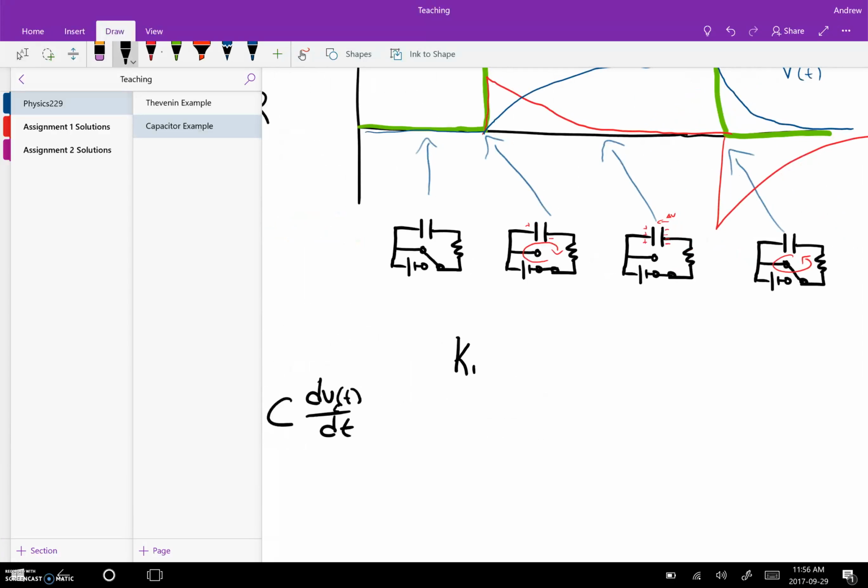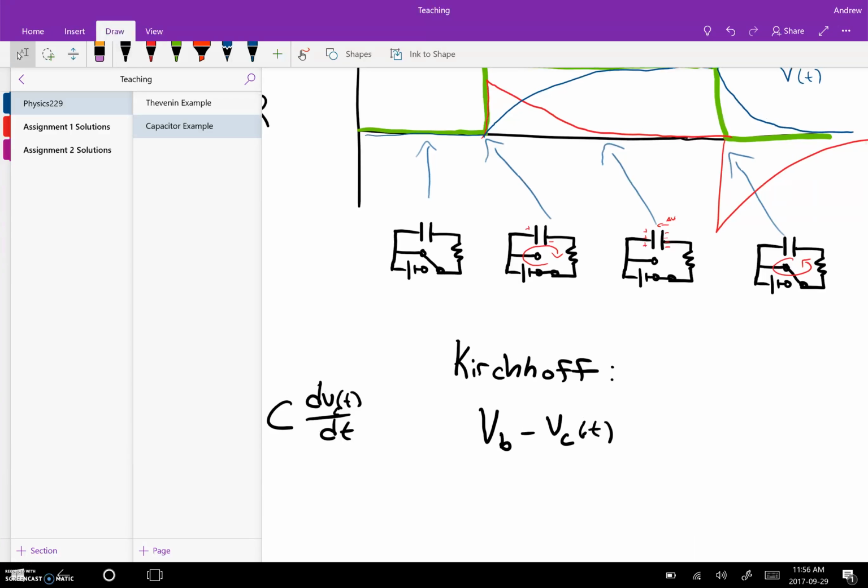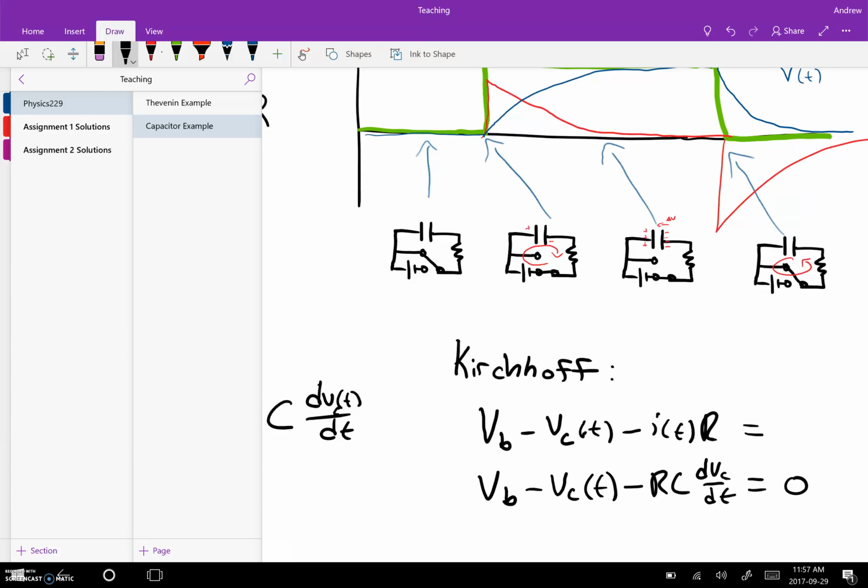Kirchhoff is now going to tell us, two H's, will tell us that the voltage drop across the battery minus the voltage drop across the capacitor minus the voltage drop across the resistor, and that's equal to the voltage drop across the battery minus the capacitor minus RC dVc by dt equals 0.